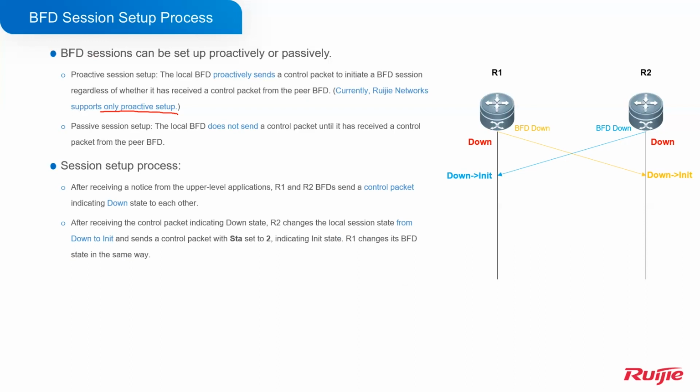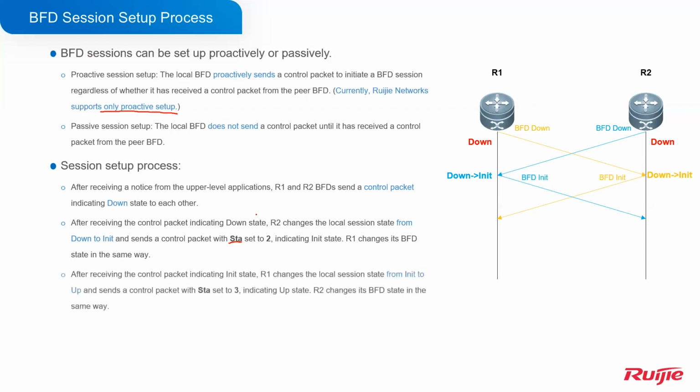And it sends a control packet with STA set to 2. Here, STA represents state, one of the fields in the BFD control packet. It indicates init state. R1 changes its BFD state in the same way. So you can see both of them send out BFD init control packets to each other. After receiving the control packet indicating init state, R1 changes the local session state from init to up. For R2, it's the same, from init to up.